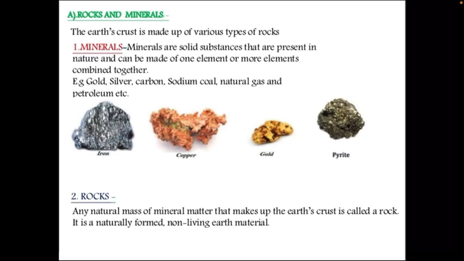Then we come to what the earth crust is made up of. The topmost layer on which we live is made up of different types of rocks. First of all, we'll be studying about minerals. What are minerals? Minerals are solid substances that are present in nature and can be made of one element or more elements when combined together. For example, gold, silver, carbon, sodium, coal, even the salt that we eat is a mineral.